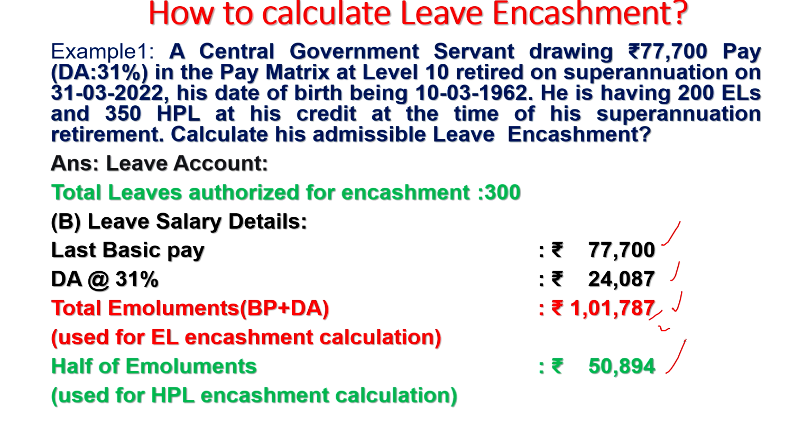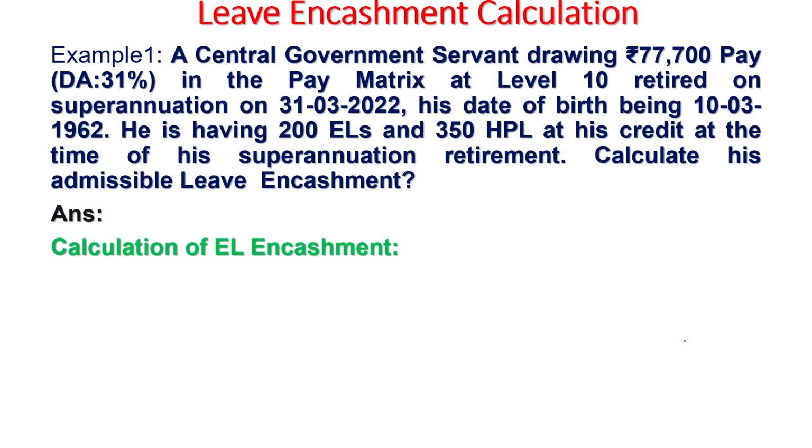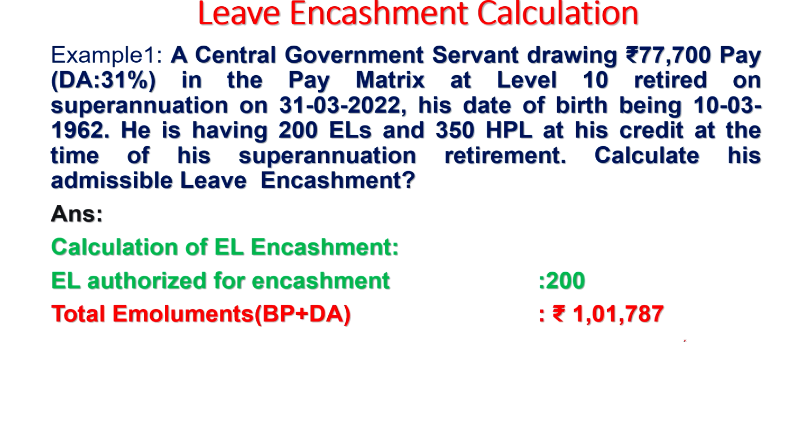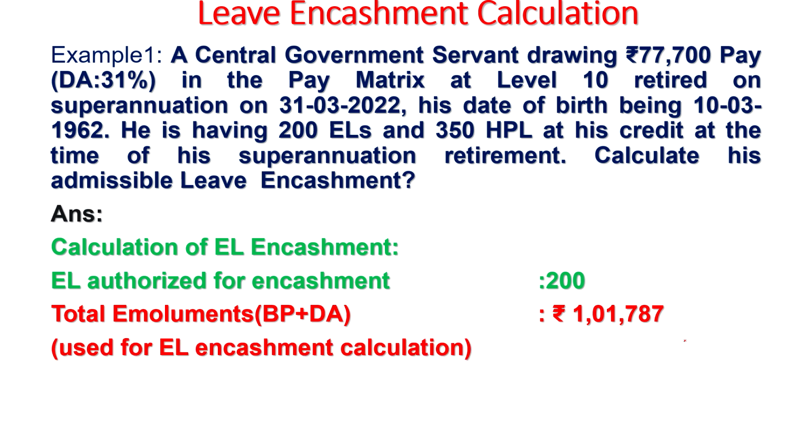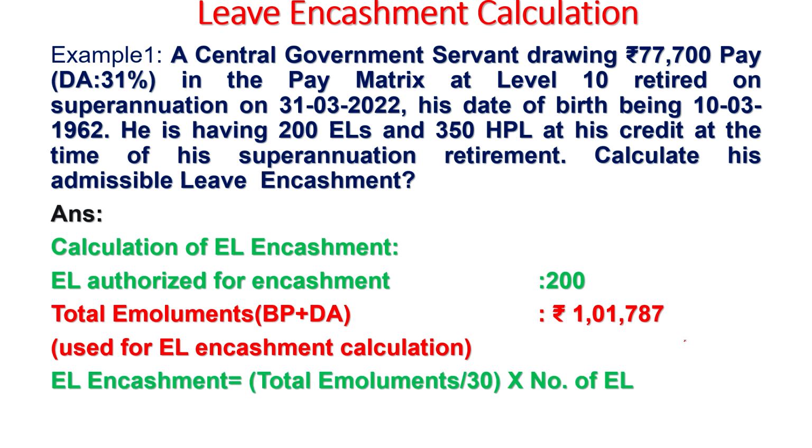Emoluments for HPL, half of the emoluments, will be 50,894. These two things we will take for the further calculation. In the same example, the calculation of EL encashment will be like this. The EL authorized for encashment is 200. So the total emoluments will be basic plus DA, that is 1,01,787, used for EL encashment calculation.